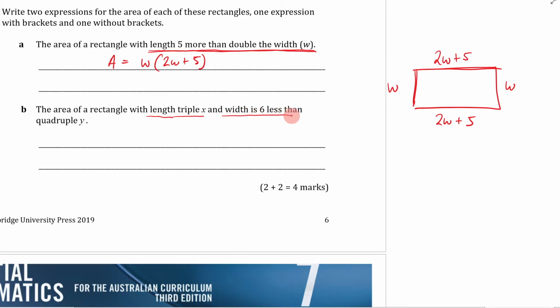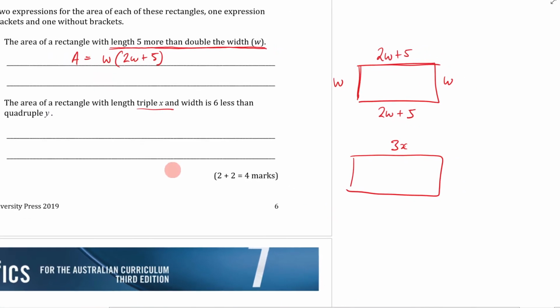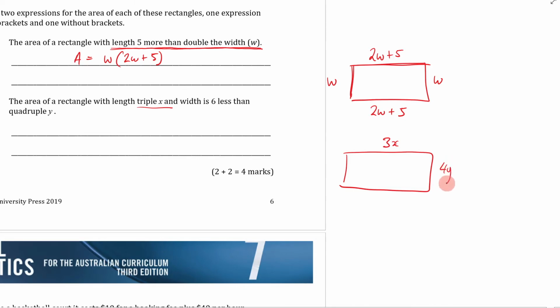Cool. Next one. The area of a rectangle where length is triple x and width is 6 less than quadruple y. Is it just my brain, or does that make no sense? The area of a rectangle with length triple x. Okay, all right. So I think it's trying to tell me that the length is 3x, because it's triple x, and the width is 6 less than the quadruple of y. So it's 4y minus 6. So that means my answer here is going to be 3x times 4y minus 6. Perfect.